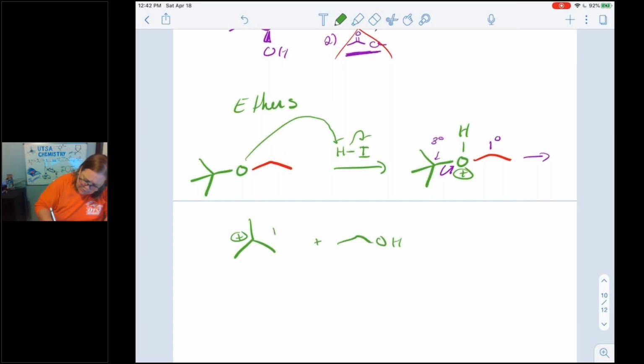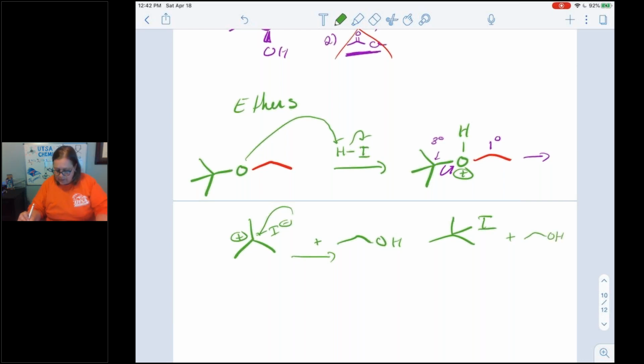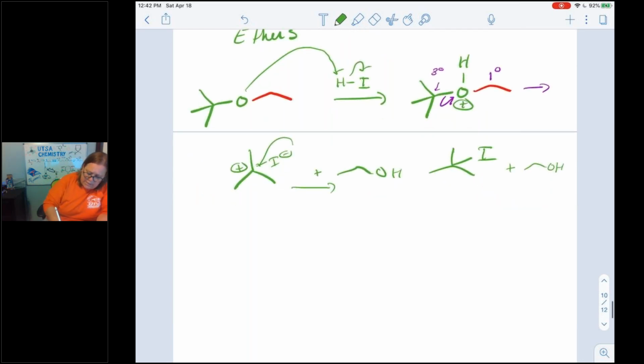And then of course the second step, iodide is going to attack, and so it's going to go over here and form this alkyl iodide plus ethanol. If I give you the exact same reaction and I tell you that there is an excess, what do you assume? More than one equivalent. Okay, everything is the same.